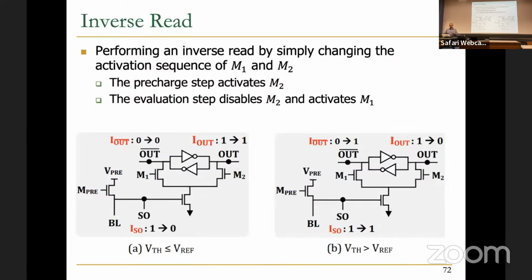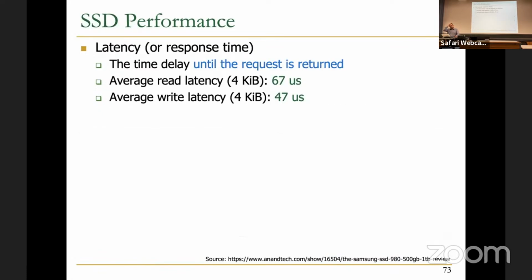Okay, now that you know about the process of read and program, as well as this sensing circuitry, let's also do some performance evaluation. We'd like to know what the performance of the SSD is, essentially. In order to evaluate performance, we have different metrics for SSDs. One of them is latency or response time, which is the time delay until the request is returned. So the average read latency for a 4 kilobyte page is around 67 microseconds. This is actually data coming from this SSD. It's one of the high-end Samsung SSDs, actually.